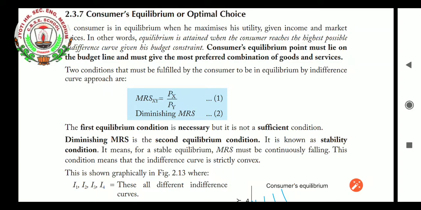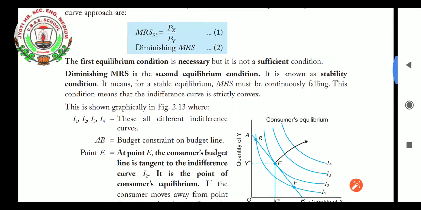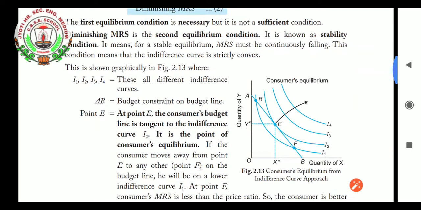Two conditions must be fulfilled by the consumer to be in equilibrium by the indifference curve approach. One, the marginal rate of substitution of X and Y equals Px upon Py. Two, diminishing marginal rate of substitution. The first equilibrium condition is necessary but not sufficient. Diminishing MRS is the second equilibrium condition, known as the stability condition. It means for a stable equilibrium, MRS must be continuously falling. This condition means the indifference curve is strictly convex.